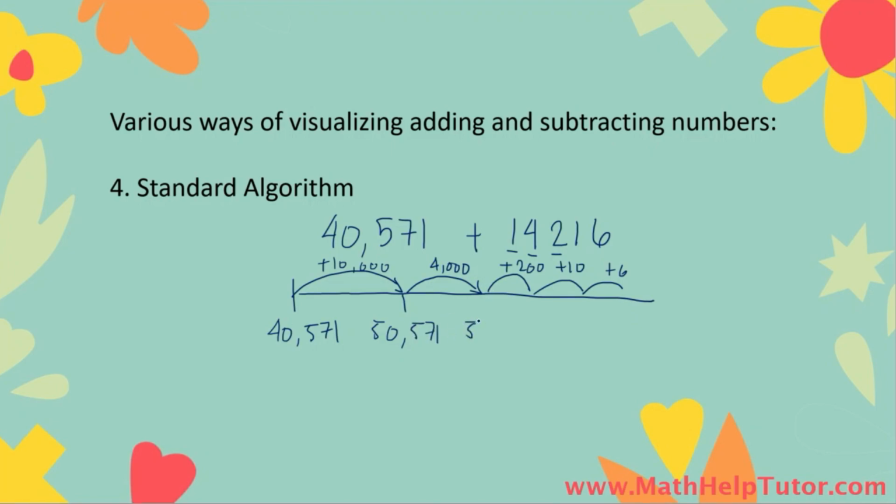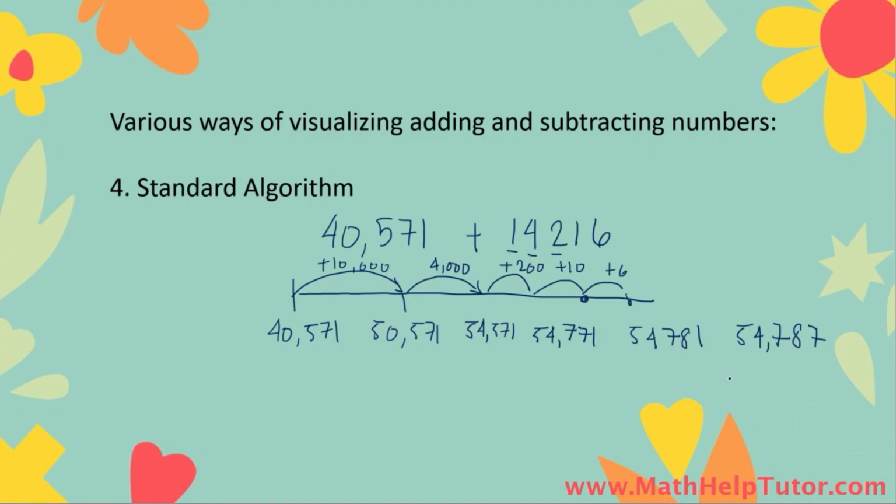50,571, and then we add 4,000 to it, that would be 54,571, and then we add plus 200, so at this point it's going to be 54,771, and then at this point we're going to add 10, that's 54,781, and then we add an additional 6, so that's 54,787. As for decomposition, it's faster than the two other methods I mentioned, but it's still going to take a longer time.